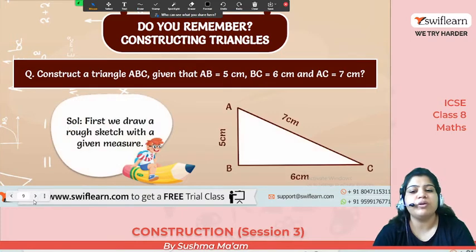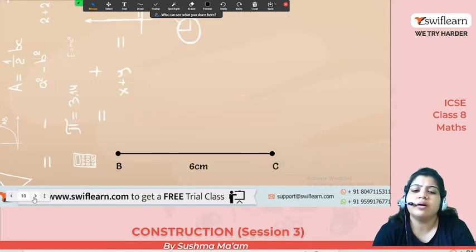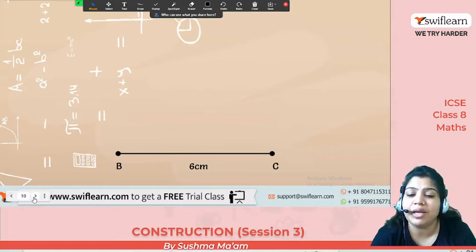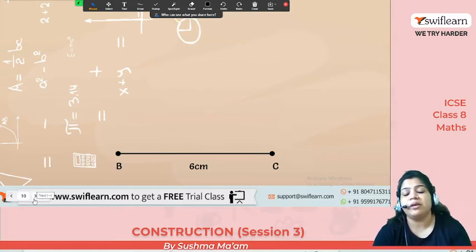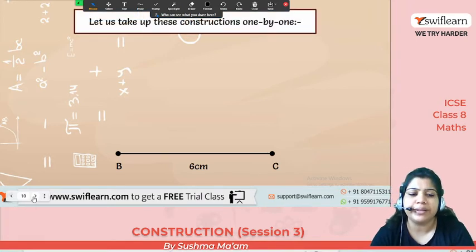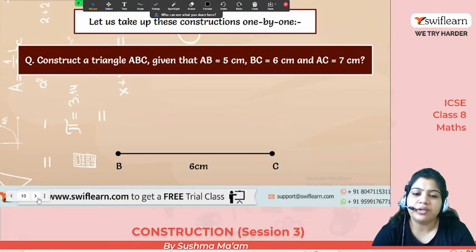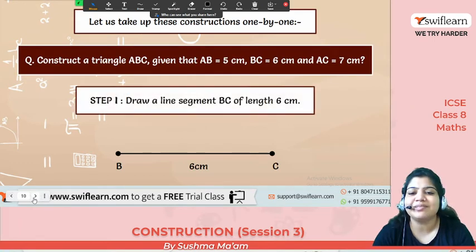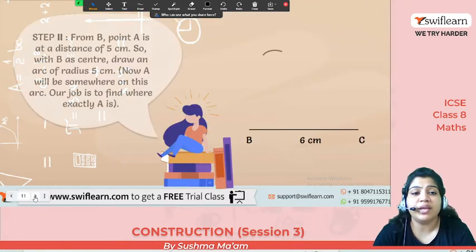Okay, so here first we drew this rough structure, and then I took AB. You can take any side and you will get the same triangle. So now for BC equals 6 centimeters. Step number 1, you have to write down: draw a line segment BC of length 6 centimeters. And then what is the next one? Step number 2.